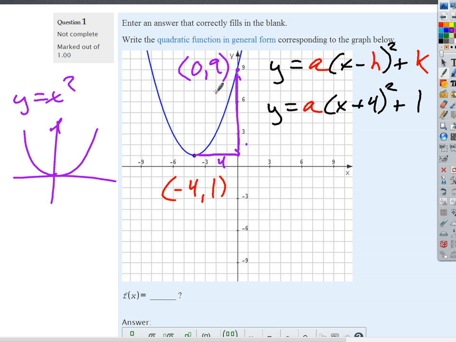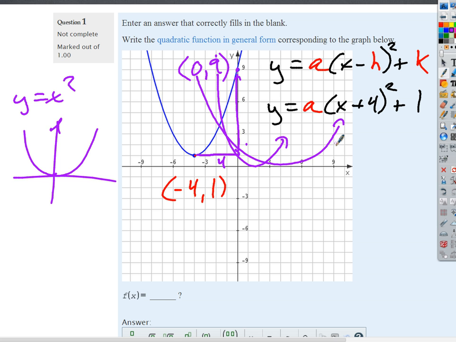So 0, 9, this is a point on the graph, right? A point on the curve. And so it must represent a solution of this equation, right? If it's a point on the graph, it's a value of x and y that satisfy the equation, right? So I should be able to plug 9 in for y and 0 in for x. Agreed?